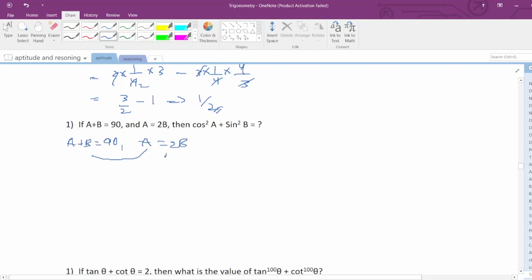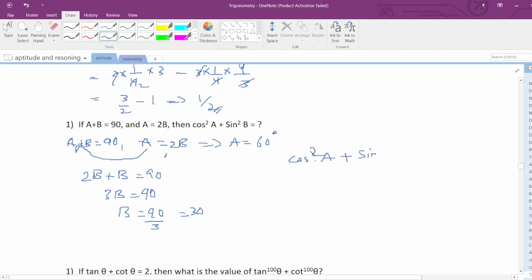So can I substitute this a in place of this one, right? Then 2b plus b is equal to 90, which is 3b is equal to 90, and b is equal to 90 by 3, which is equal to 30. If b is equal to 30, then substituting, a is equal to 60, right? Now just apply cos square a plus sin square b, which is cos square 60 plus sin square 30.